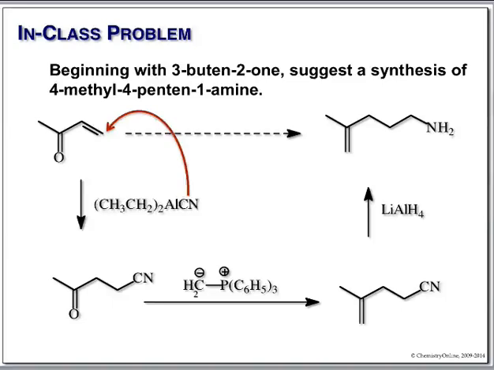So our full synthesis, we do a beta addition from our chapter on ketones and aldehydes. We do a Wittig reaction, same chapter. Once we get the nitrile, simply reduce it off with LiAlH4, and that's this chapter.